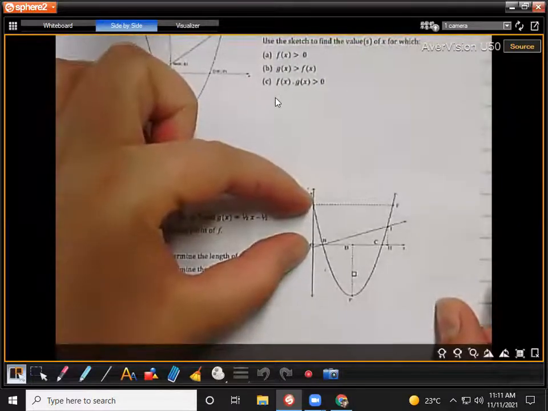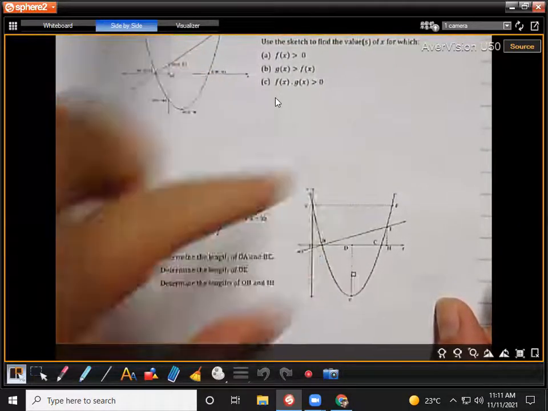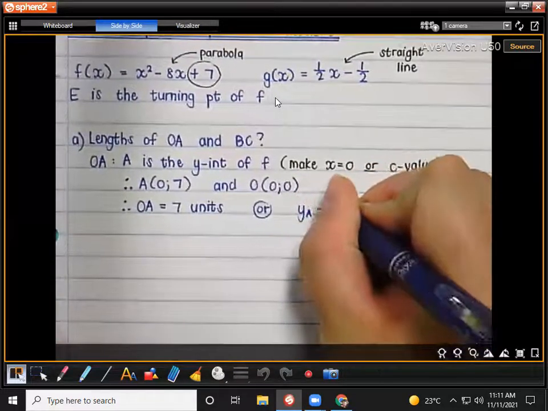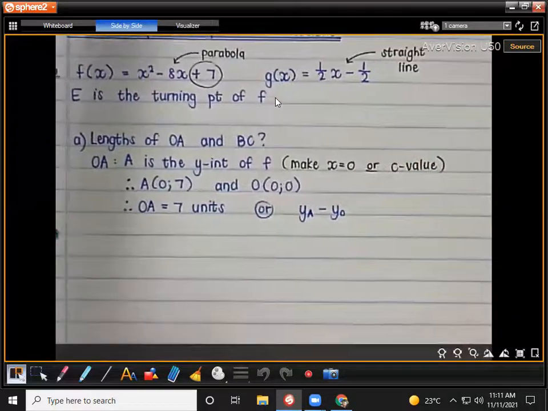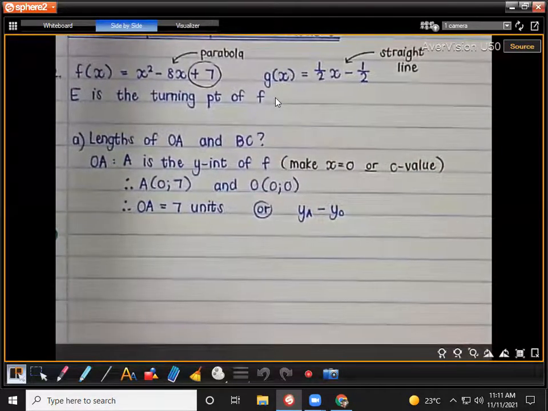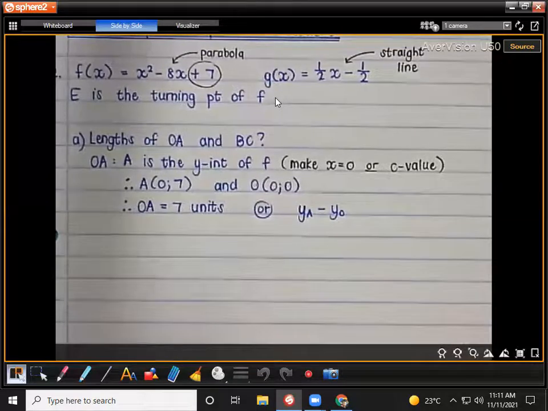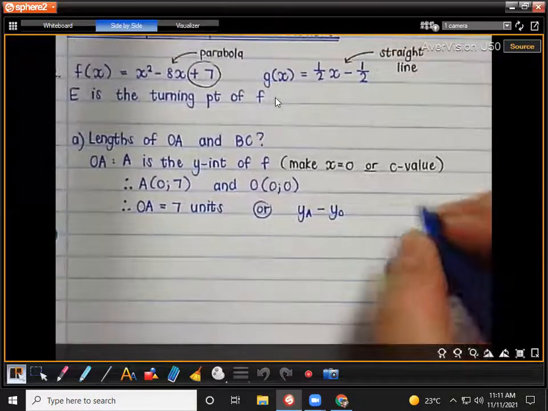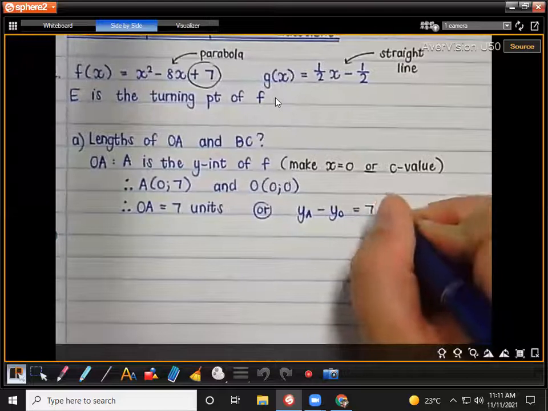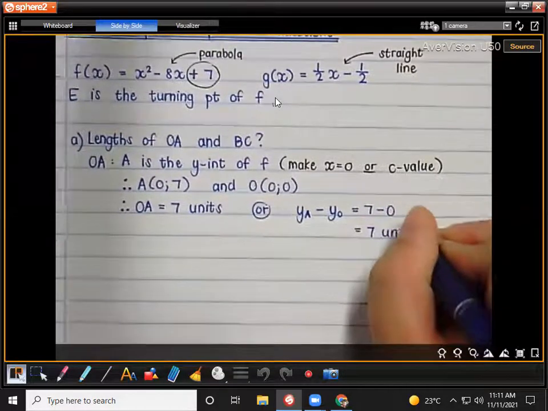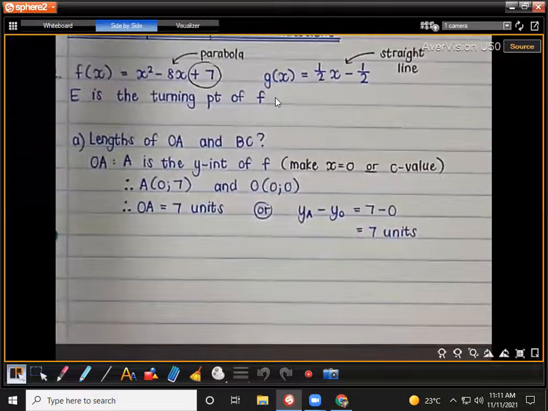I hope that makes sense. It's a length that you would have to read off along the y-axis, okay? You could take the y value of A minus the y value of O. The y value of the top point minus the y value of the bottom point. It will come up now when we're doing more questions, which in this case will be 7 minus 0, which will also give you 7 units. Okay, that could be useful if you maybe can't just see it easily from the graph.